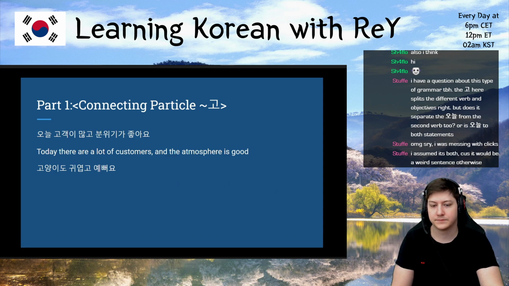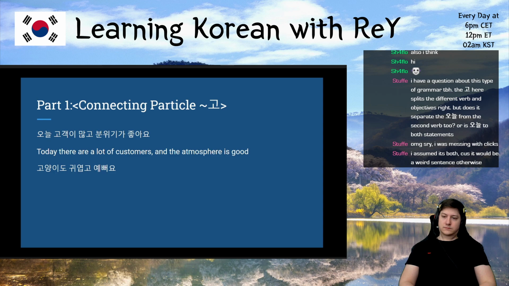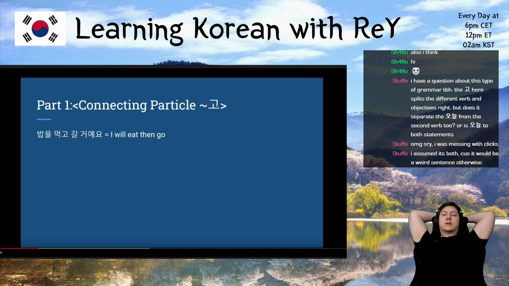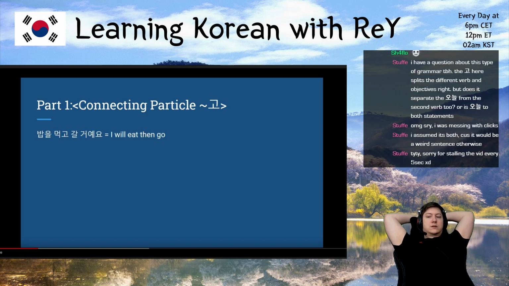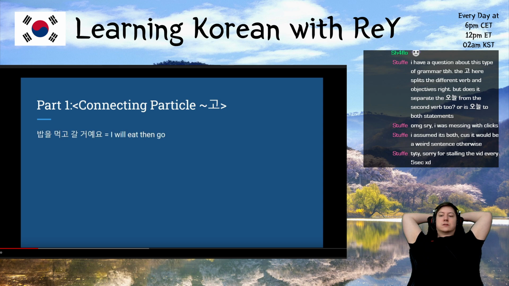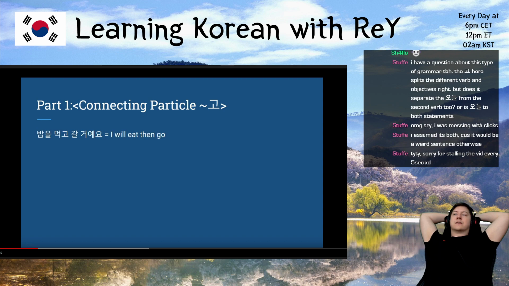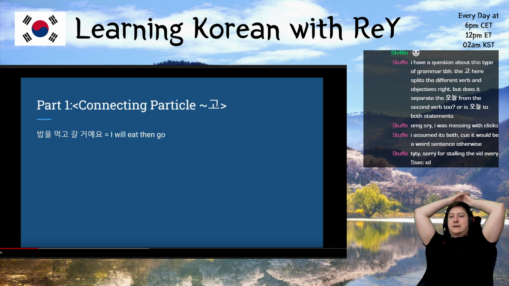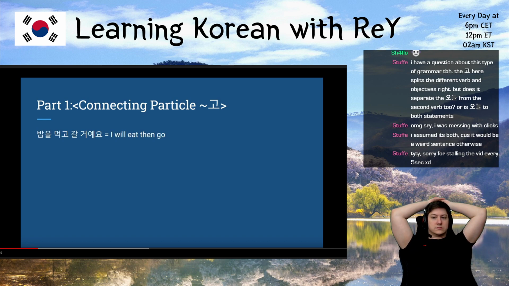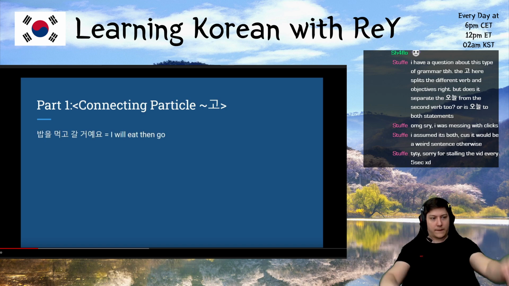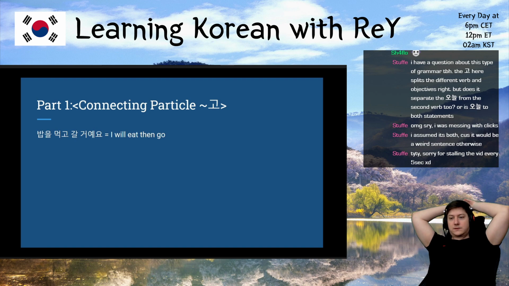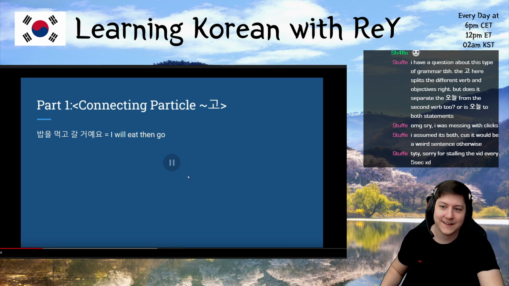Okay. Now, let's also look at when 고 can mean then. So, for example, 밥을 먹고 갈 거예요. Ooh, okay, then. Okay, third situation: if one action is coming after another. One action is executed after another action. So that is this then usage. Eat, then go. There's not much of a difference between saying I'm gonna eat.